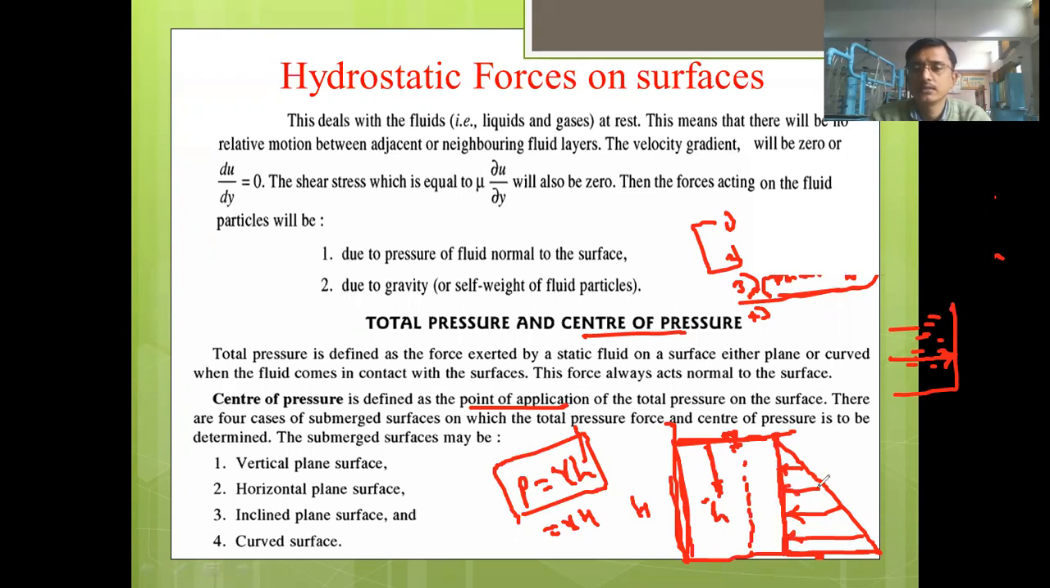And from this pressure intensity, we found the total pressure force. Total pressure force is nothing but P is equal to gamma A H bar. What is H bar? This is the H, but H bar is nothing but the center of gravity of this particular surface. It will be somewhere here. At this particular point, at the center of gravity H bar, this total pressure force is supposed to act.